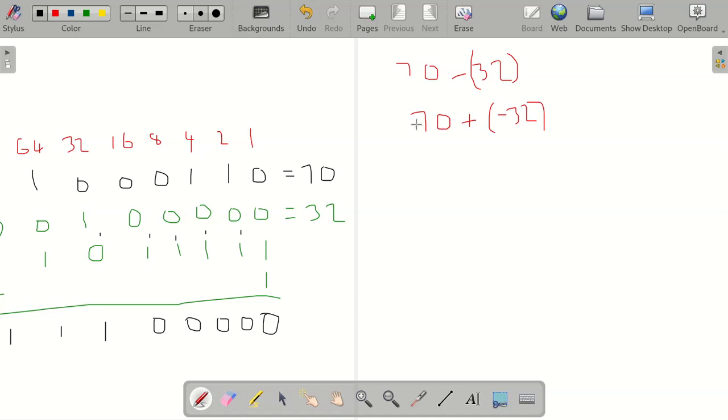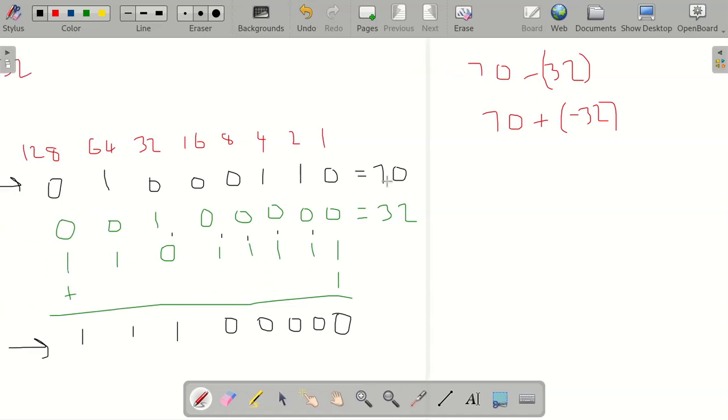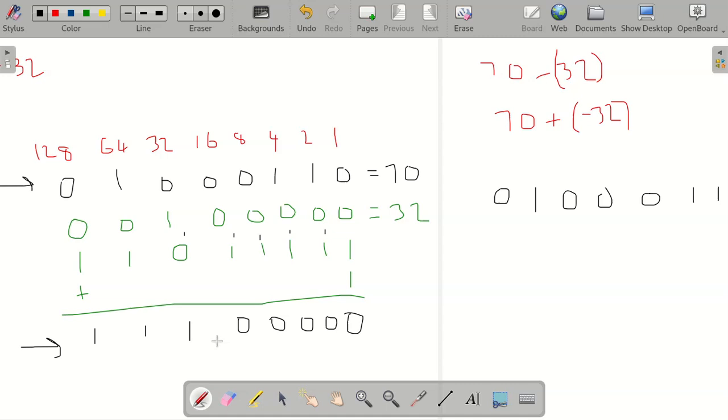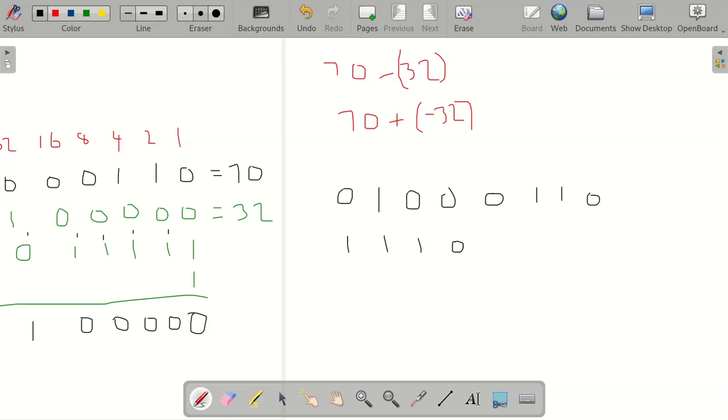Now we just need to follow this thing here. So we have 70, so we just display our 70. Our 70 is 0, 1, 0, 0, 0, 1, 1, and 0. Now we come to our final product for negative 32 in 2's complement. We have 3 1's and the rest are zeros. Now remember this is now positive, meaning we are adding, despite the question saying subtract.